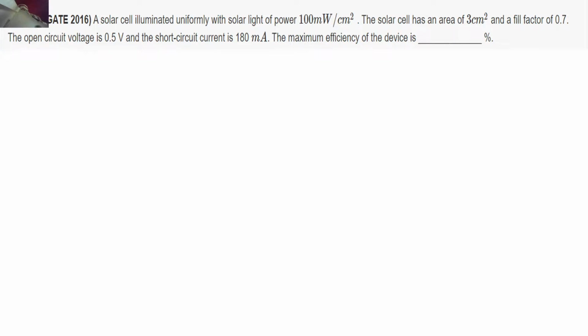So now this came in 2016. A solar cell illuminated uniformly with the solar light power. Again, the density has been given as 100 milliwatts per centimeter square. They have given the area of the solar cell. They have given us the fill factor and the open circuit voltage as well as the short circuit current. Now they are asking what is the maximum efficiency of this device? So first of all, let's write the formula for the efficiency of the solar cell.